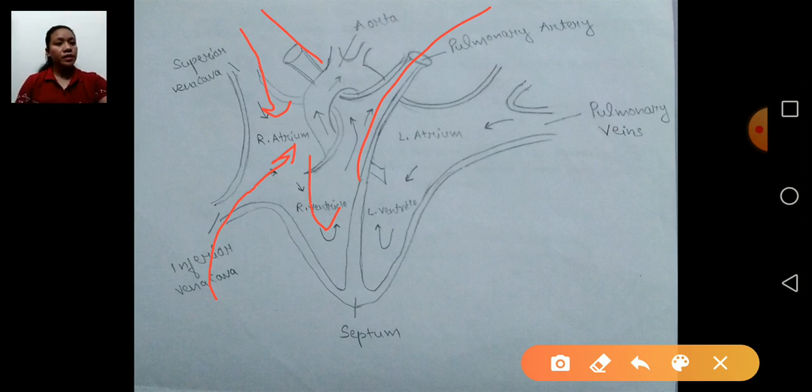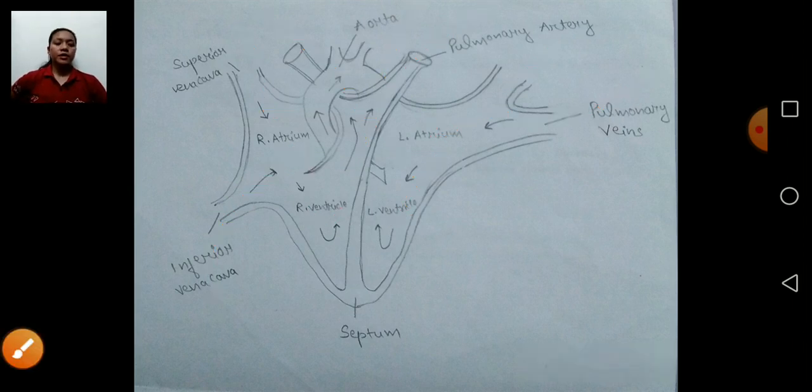From the lungs, the purified blood comes through the pulmonary veins. The lungs purify the blood: carbon dioxide is diffused from the blood and oxygen is diffused into the blood. The oxygen rich blood comes to the heart through the pulmonary veins to the left atrium, from the left atrium to the left ventricle, and through the aorta it goes to the body.